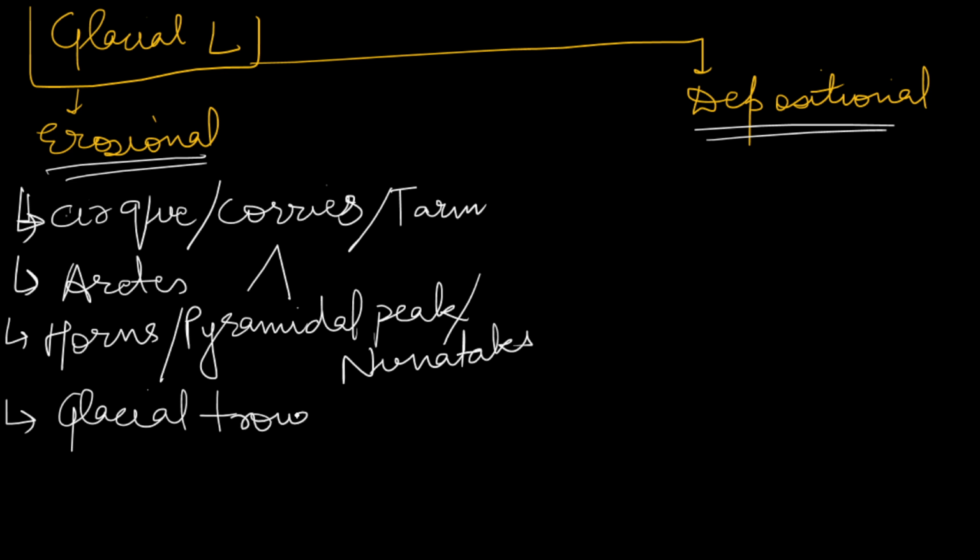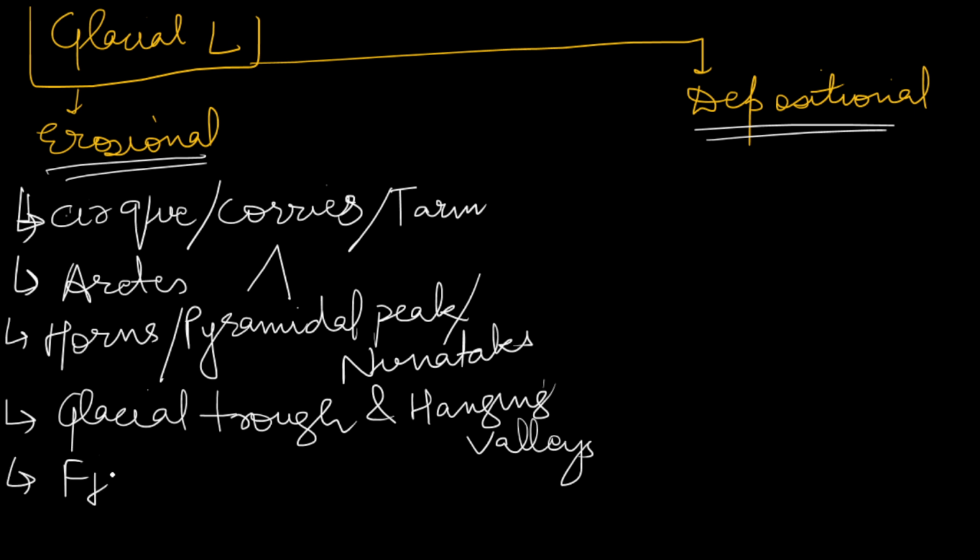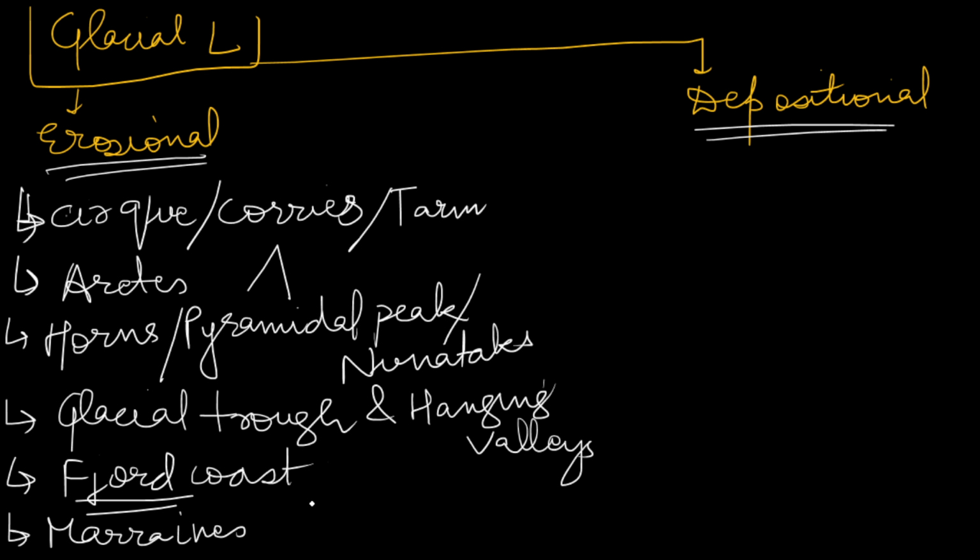You will also find glacial trough and hanging valleys. You will find fjord coast. They have asked about fjord in the mains examination once, so please do remember it. Moraines are found. Roche moutonnée is found. So these are the erosional landforms found in glacial regions.